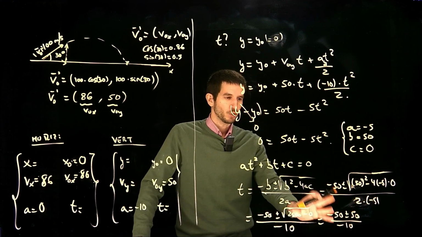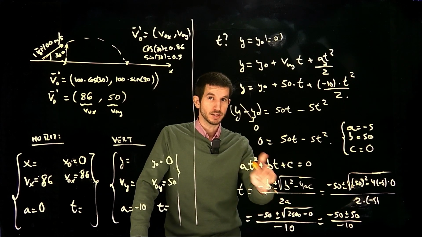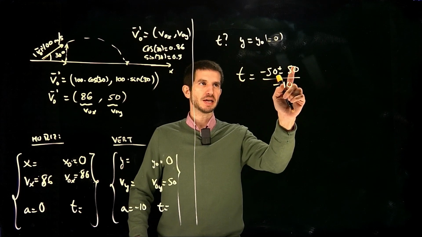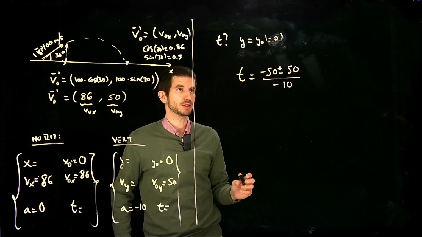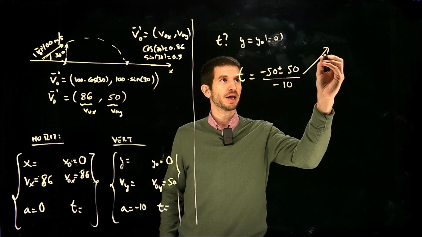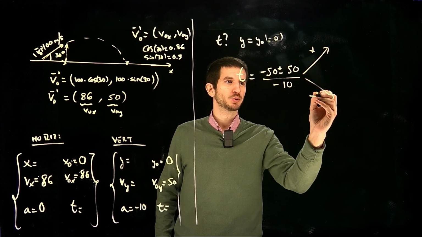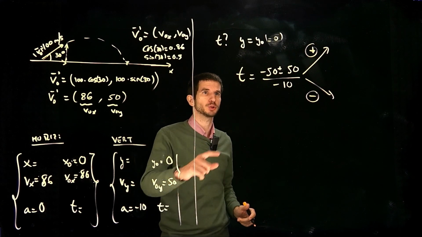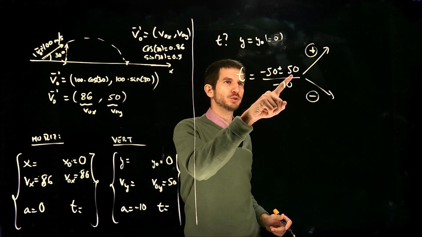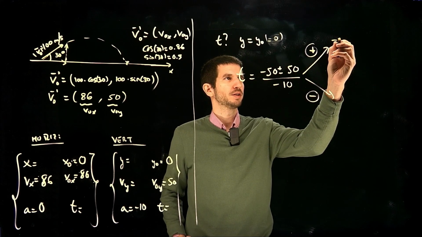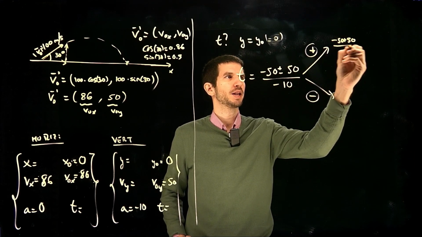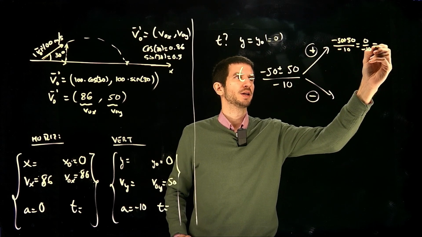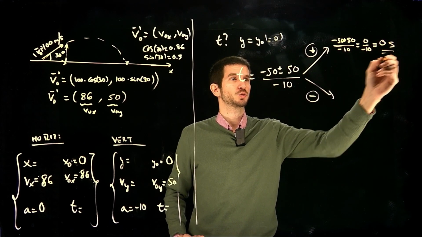Wait a second, let me erase and rewrite this, so we observe something which is very interesting. So we have minus 50 plus minus 50 divided by minus 10. And because I have a plus minus, I'm going to have two solutions. And of course, I expect to have two solutions because it was a quadratic equation. So quadratic equations have two solutions. Let's go when we take the plus. Minus 50 plus 50 divided by minus 10. Minus 50 plus 50 is 0, so 0 divided by minus 10 is 0. 0 what? 0 seconds. We're talking about time.